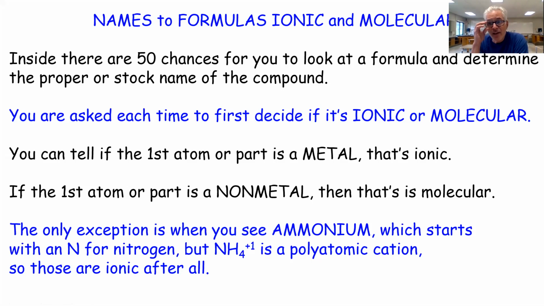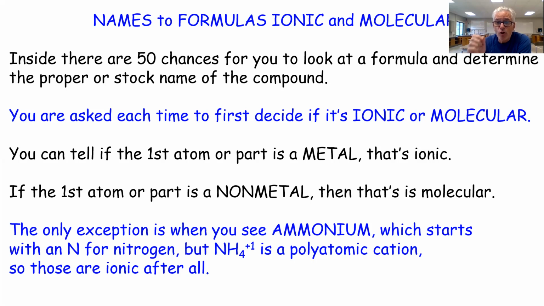This is the second 50 review slides. This time we're going from names to formulas, ionic and molecular. So here I'm going to give you names. You got to write the formula. This should be quicker for you. Have your reference table out. Periodic table, have that open and get table E ready because we're going to give you names. You got to do the formulas.